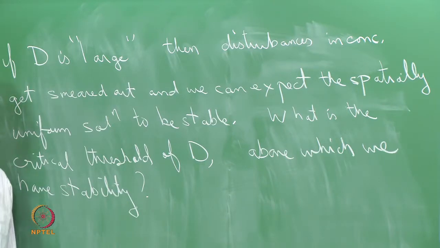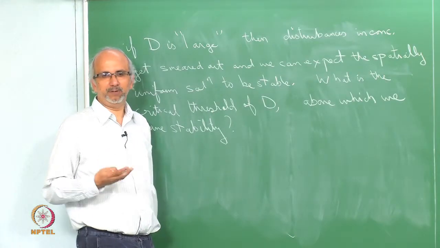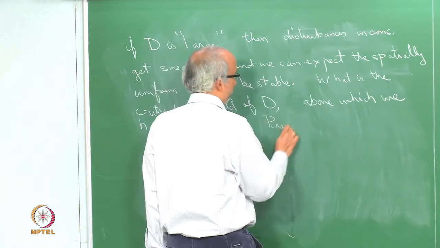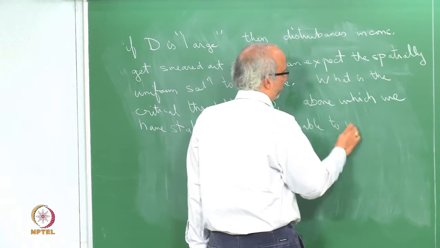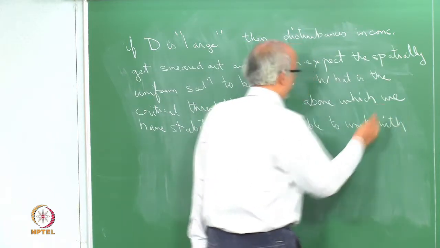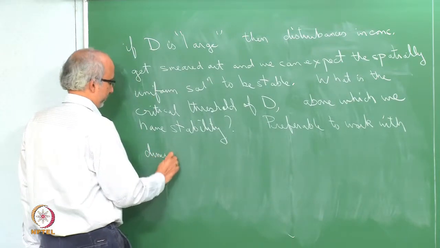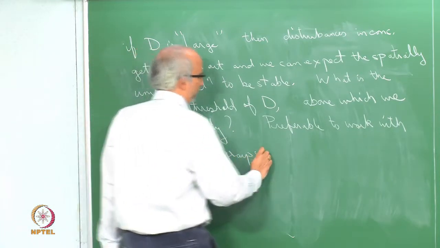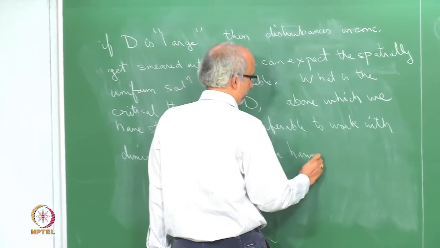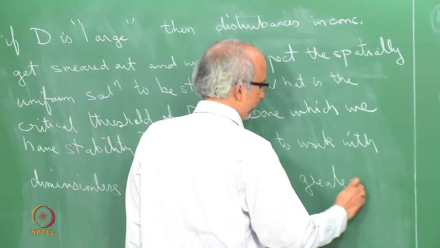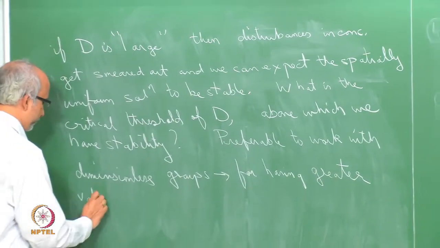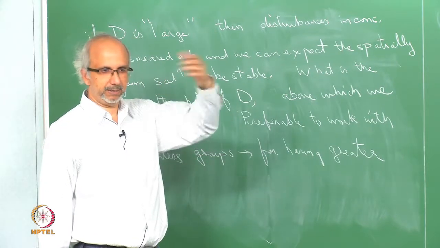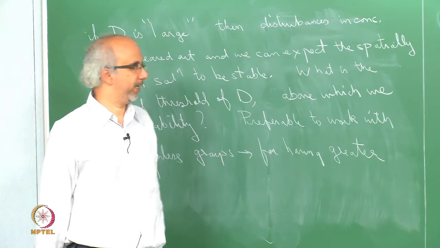Okay, and of course, one should not talk in terms of D because the diffusion coefficient will depend upon your slab and all that. It's good to work in dimensionless coordinates. Okay, it's preferable to work with dimensionless groups for having greater validity. That's what I want. Otherwise, if you say diffusion that's specific to a particular system rather than in a dimensionless group, then it becomes more general.